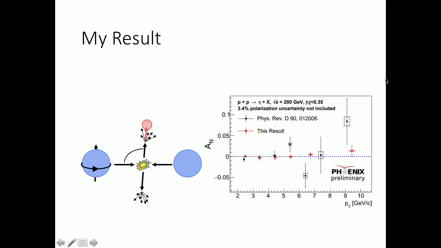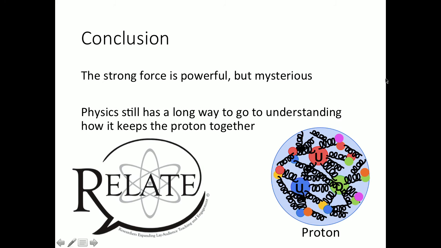And if you look at this plot, this is the older PHENIX measurement that was done also with particles coming out at 90 degrees. They also measured 0 as the black points. I'm the red points. I measured 0 a lot better than they did. Science has been done. So to conclude, the strong force is mysterious. We're still working on understanding how it keeps the proton together.